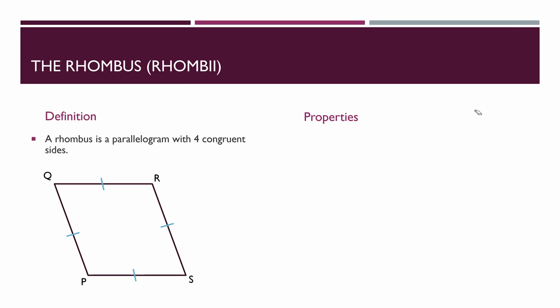So the rhombus is a parallelogram with four congruent sides. Because it's a parallelogram, it holds the same properties as a parallelogram. In other words, opposite sides are parallel, opposite sides are congruent. Even though all four sides are congruent, we can still say opposite sides are congruent.